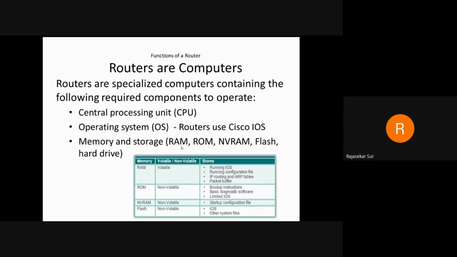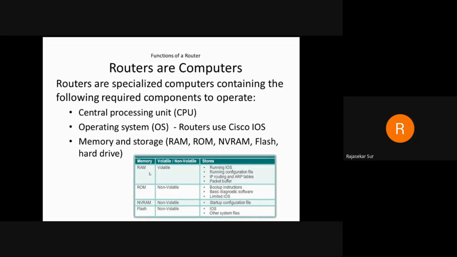Then we have different types of memory, same like your computers. What are the different types of memory? The first memory is called RAM. The second memory is called ROM. The third is NVRAM, and flash. All these things are available in our computer itself, so all these memories are available in routers also. A router has RAM, ROM, NVRAM, and flash. Four different types of memories a router has.